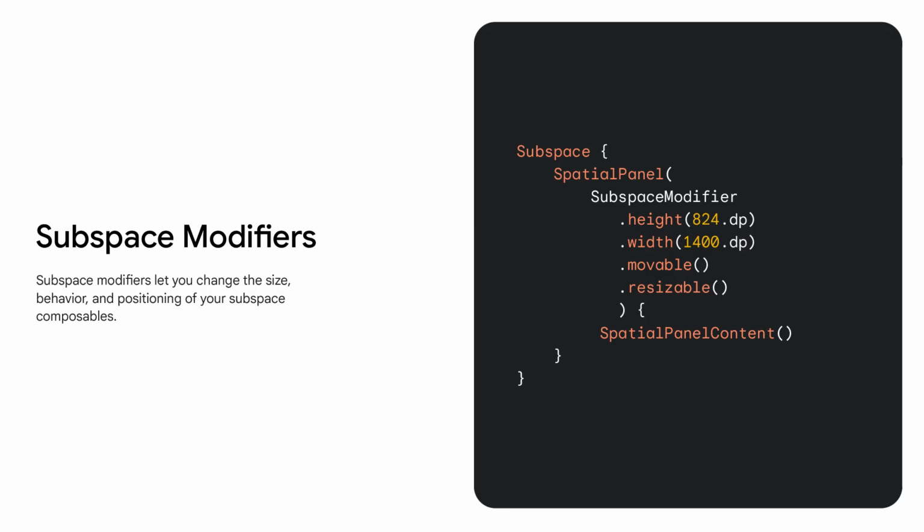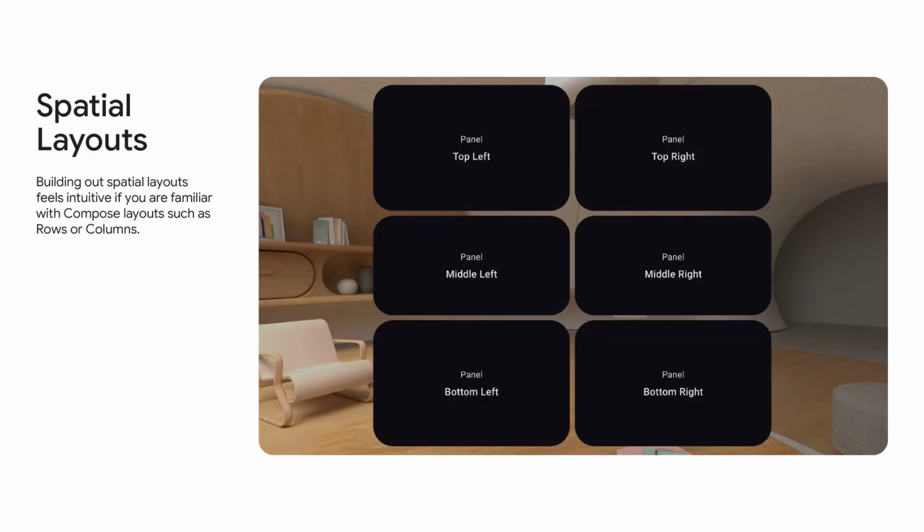Some subspace modifiers will sound familiar, like padding, width, or height, while others are specific to XR, like movable or resizable. For this spatial panel, for instance, we're using a subspace modifier to change the size and behavior of the panel. If you're already familiar with Compose layout, such as building with rows and columns, then you'll find that laying out spatial UI with multiple spatial panels feels intuitive.